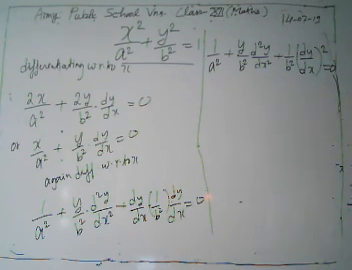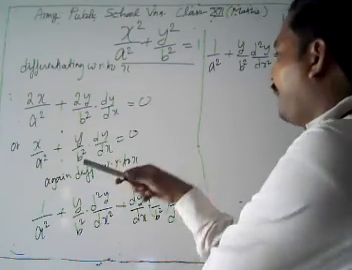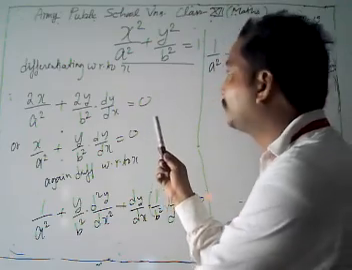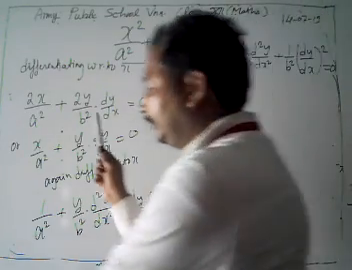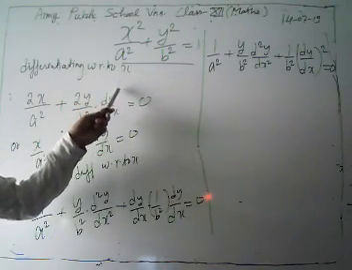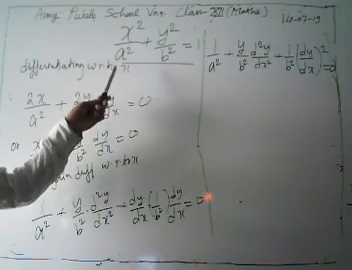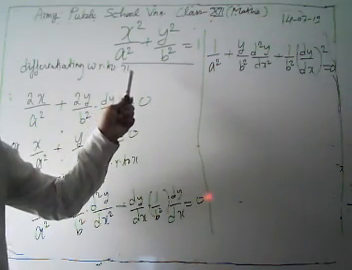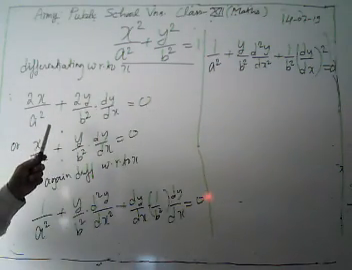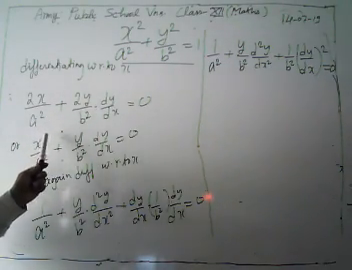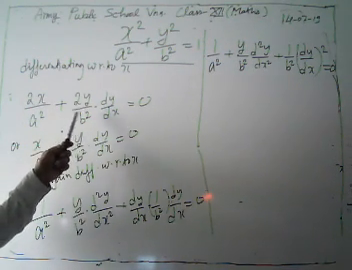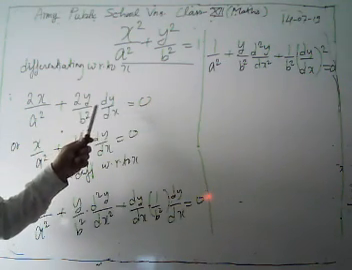Now look, our equation is x square by a square plus y square by b square equal to 1. First of all, there are 2 parameters here, so we are going to differentiate it 2 times. After the first time, we get 2x by a square plus 2y by b square dy dx equal to 0.